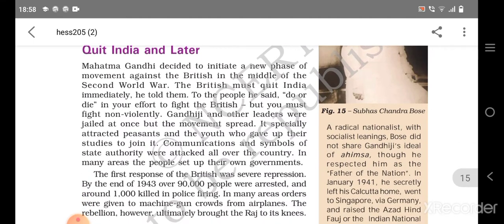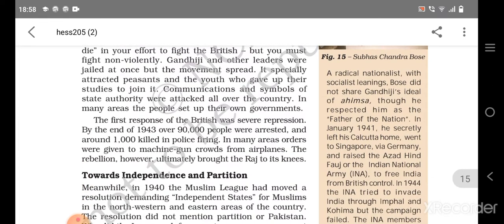Now Gandhiji was doing this, and a lot of youth became part of this new phase of the movement. Somewhere people were setting up their own governments, and the government repressed all these revolts so brutally that records mention over 90,000 people were arrested and thousands were killed.